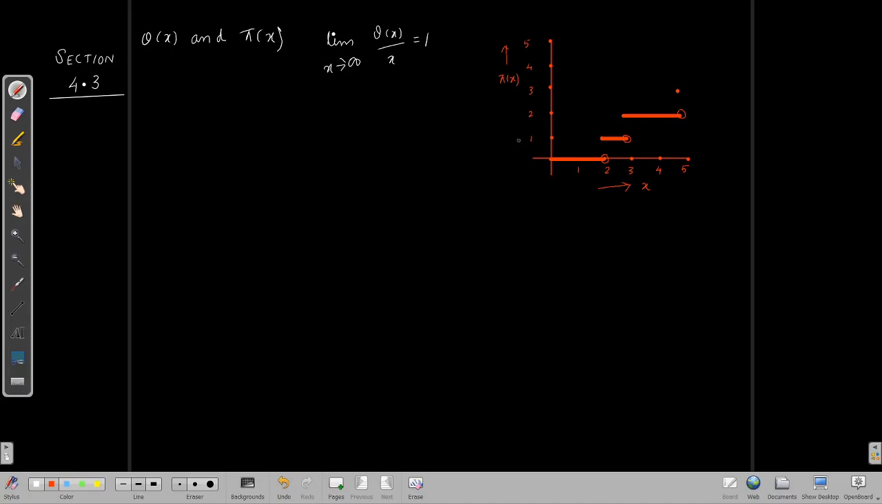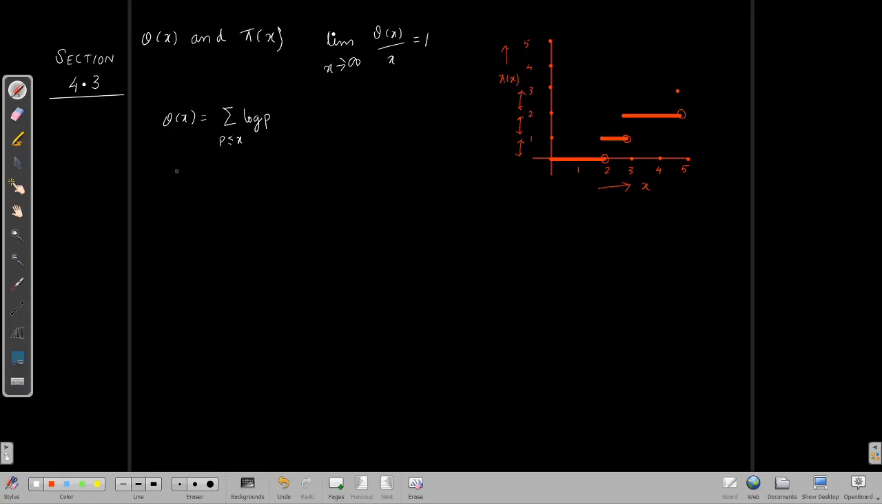At every stage the jump is 1. Here we have a jump of 1 again. Now we consider the graph of theta of x. We know that the definition of theta of x is equal to the summation over p less than or equal to x of log p.